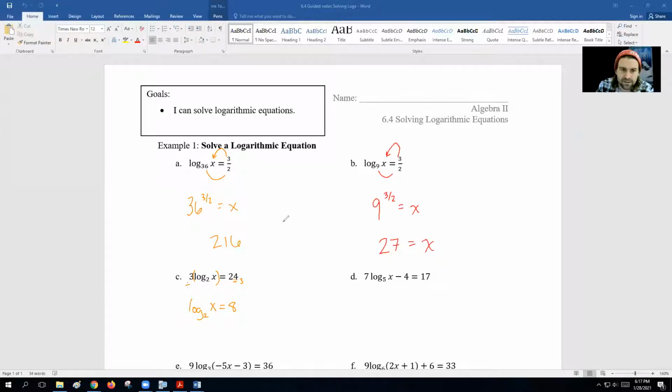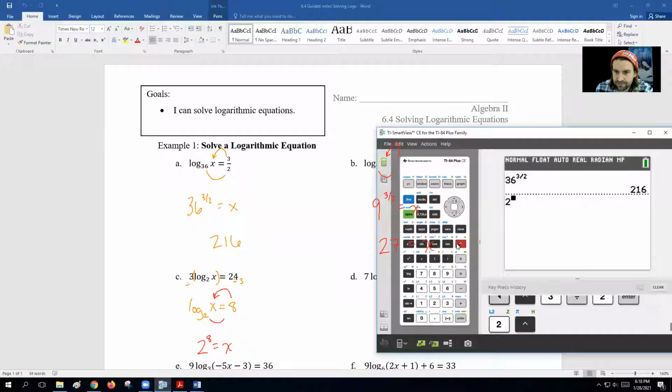Then, once we've got it isolated, we're going to loop and swoop to eliminate the log. So 2 to the 8th power equals x. So calculator time, this is going to be a fairly large number. What is 2 to the 8th power? 256. And there we go.